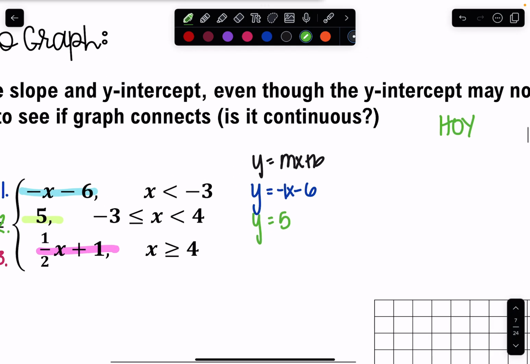Again, where am I getting that from? From those lines. These still matter, okay? Closed circle at -3, open circle at 4.